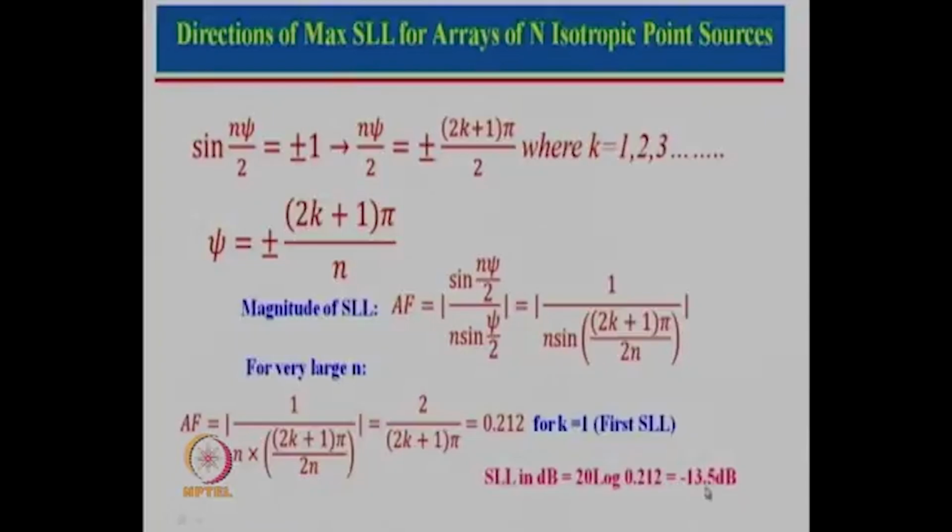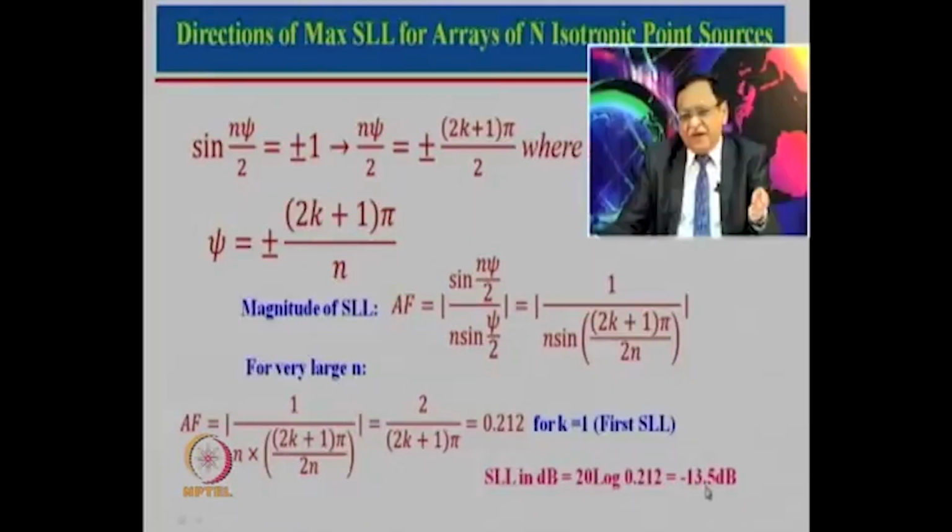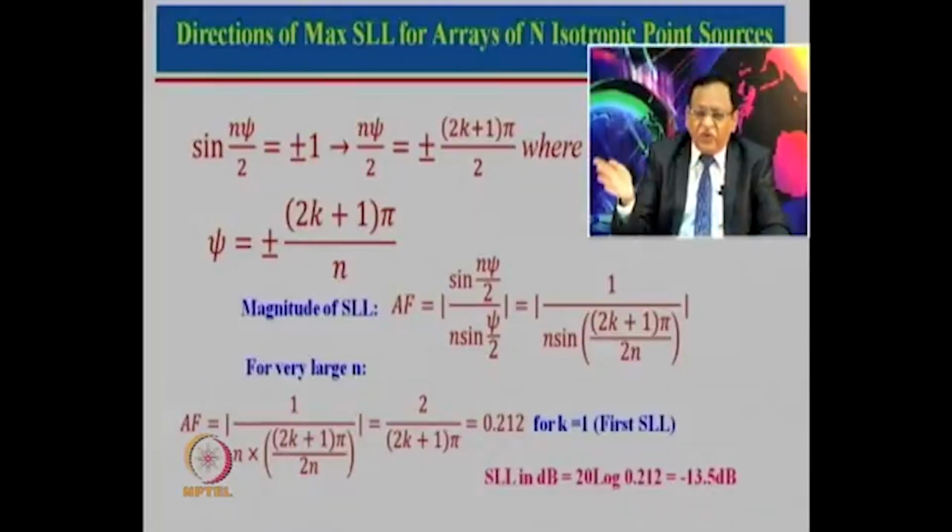In fact, in general, think about the side lobe as power going in the undesired direction. So let us say if the side lobe level is minus 10 dB, that means minus 10 dB corresponds to 10%. So that means 10% power is going to the undesired direction. If the side lobe level is minus 20 dB, that means only 1% is going in the undesired direction.